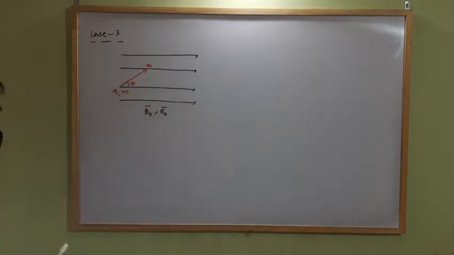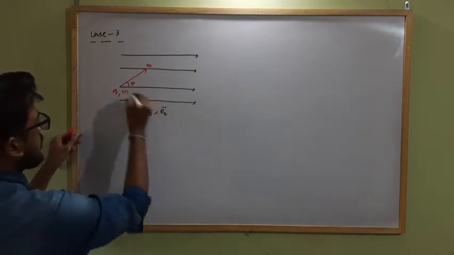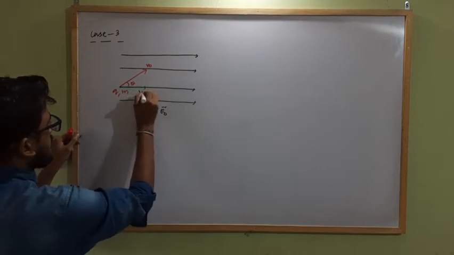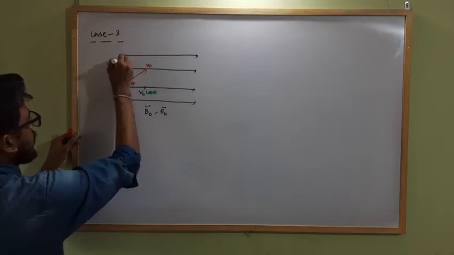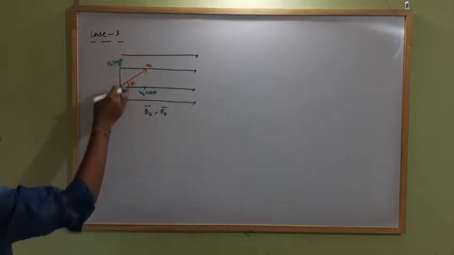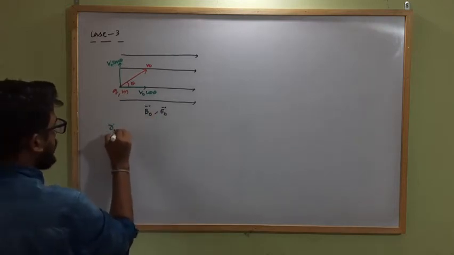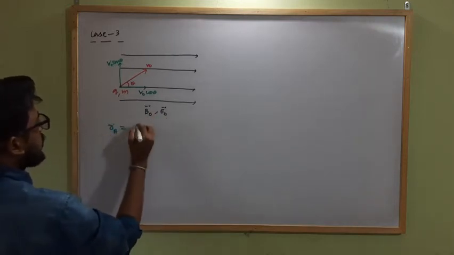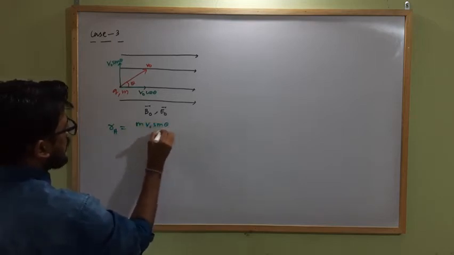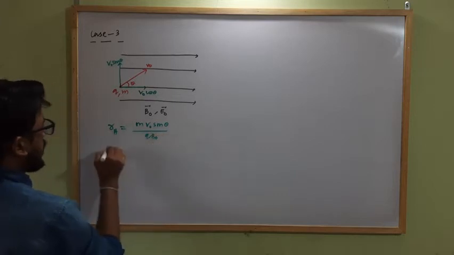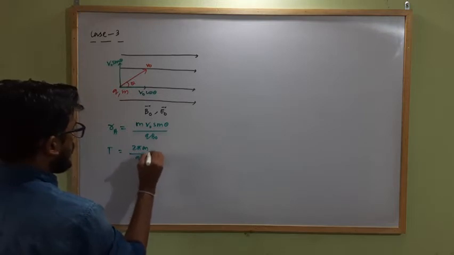Then what will happen? It has 2 components. One is along this direction, v naught cos theta, and another one is along this direction, that is v naught sin theta. So due to v naught sin theta, it starts rotating in the plane. So here again the path is a helical path having radius m v naught sin theta divided by q v naught. And what is the time period? 2 pi m by q v naught.